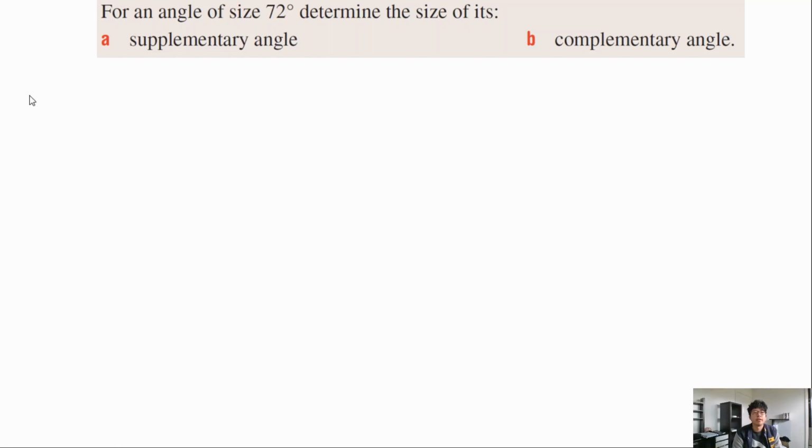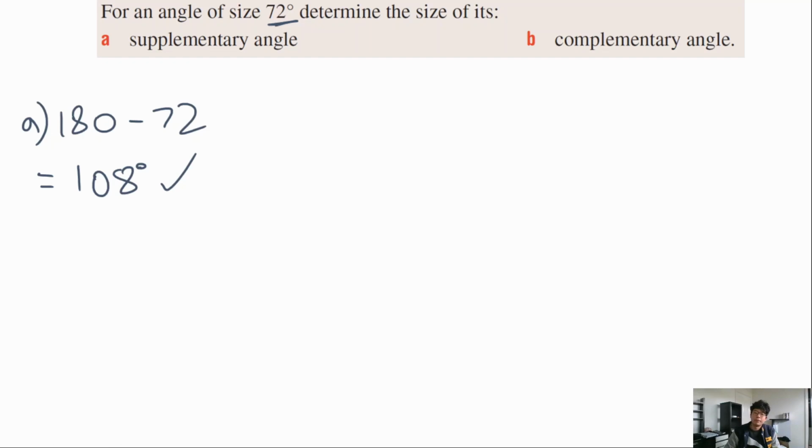Alright, so for question A, supplementary, that is when angles total 180 degrees. So we'll do 180 minus 72. If you work that out, that should give you a value of 108 degrees. Give yourself a tick if you got that one correct. Alright, now moving on to question B. Remember, complementary is when they add up to 90 degrees. So that'll be 90 minus 72 to give you the unknown angle, and that will be 18 degrees there. Give yourself a tick if you got that one correct as well.